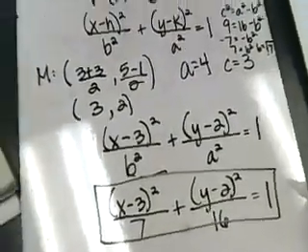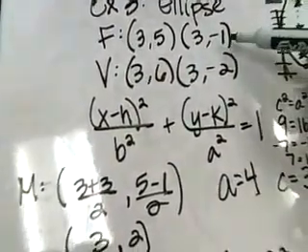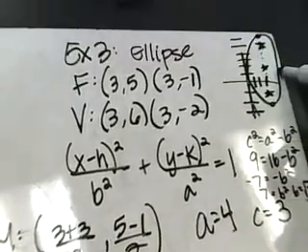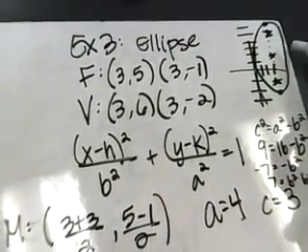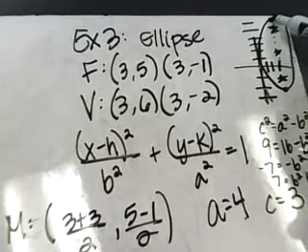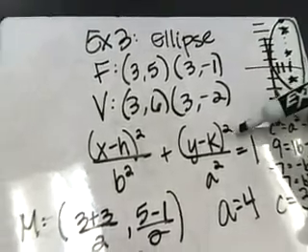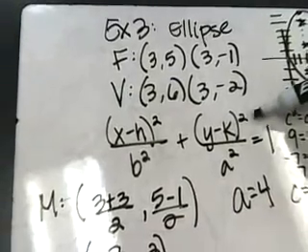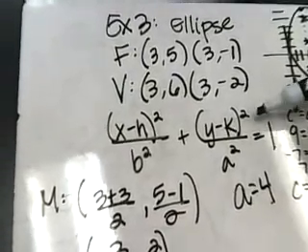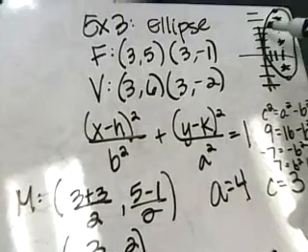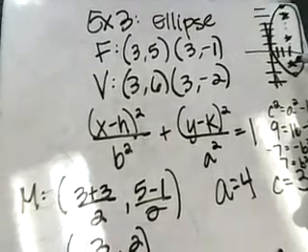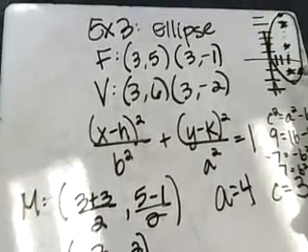Okay, so let's go back over that again. The first thing I did was sketch and determine which direction my ellipse went. Since my focus and my vertices were in line, up and down, that told me that I needed the up and down, the vertical form. Then it wanted my center. Well, the center is halfway between both the focus and the vertices.